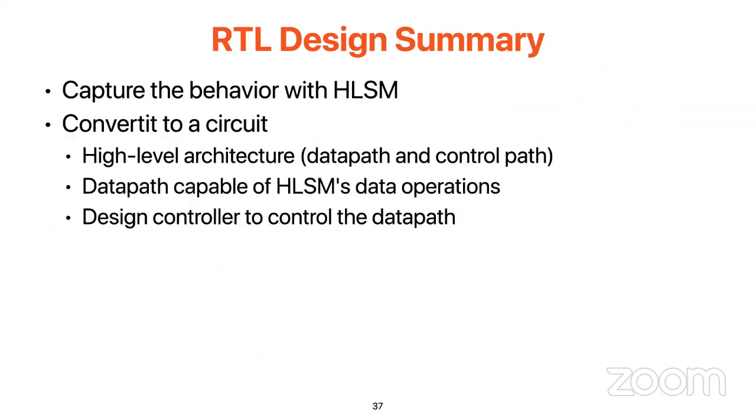So here's a summary. The RTL design summary is just like this: capture the behavior of a high-level state machine, and then convert it to a circuit. And for the circuit part, we need to have the high-level architecture, a data path capable of the data operations, and a controller designed to control the data path.